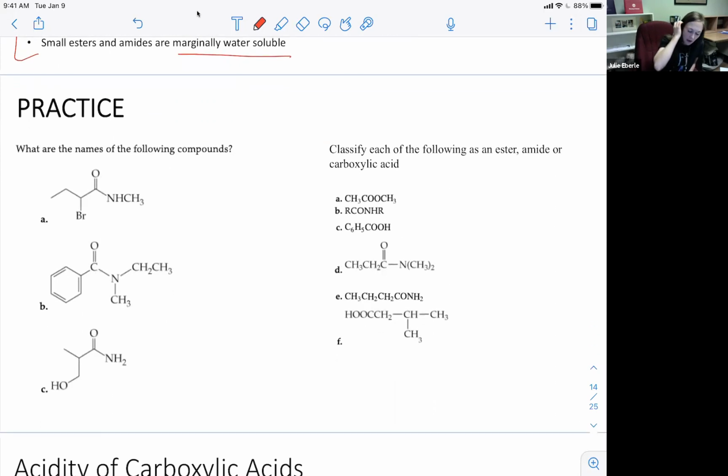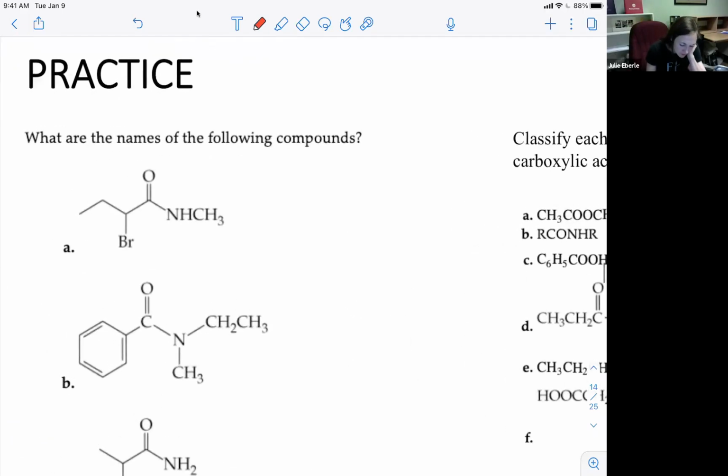Okay, so what are the names of the following compounds? So we need to be able to classify it before we can even name it. So somebody tell me, I'm gonna wait on y'all. A, what is A? Is it a carboxylic acid, an ester, or an amide? Is A an amide? Yes, it is. It is an amide, so how would we name this? It's an amide because of this right here, bonded to, here's my carbonyl carbon.